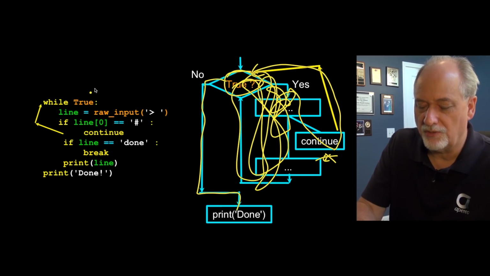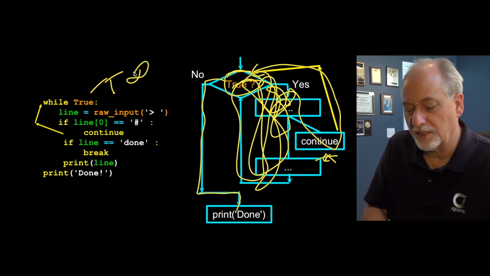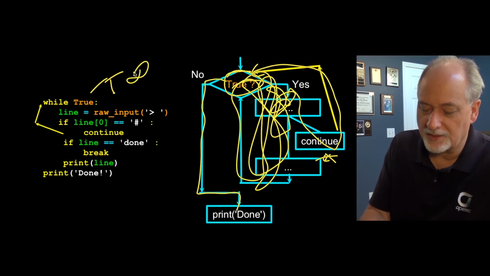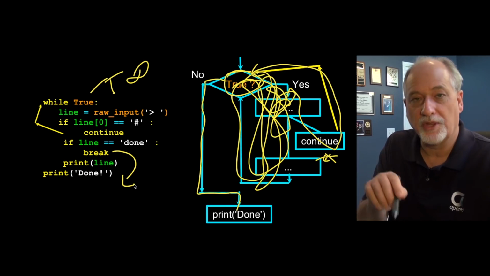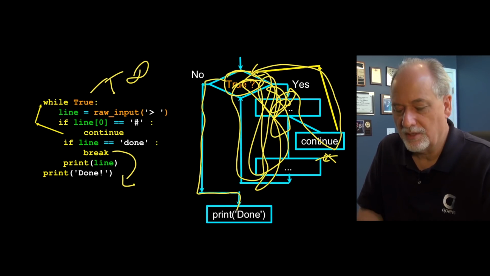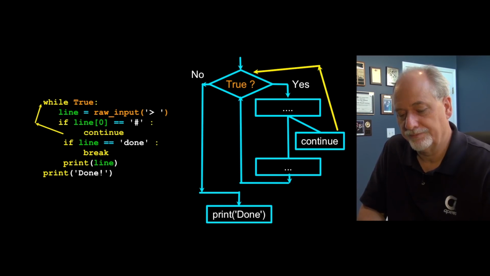But this one here is an infinite loop that I've constructed. This is not an infinite loop because at some point the break gets us out of the loop. And so it's an infinite loop with break to escape it. And that's another common way to construct a loop.